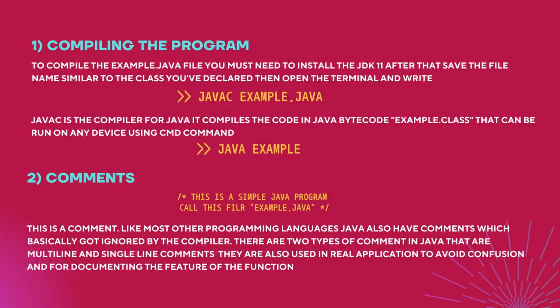Now let's take a look at comments. Although Example.java is quite a short program, it includes several key features that are common to all Java programs. Let's closely examine each part of the program. The program begins with the following line: this is a simple Java program, call this file Example.java. This is a comment. Like most programming languages, Java lets you enter a remark into a program source file. The contents of a comment are ignored by the compiler.